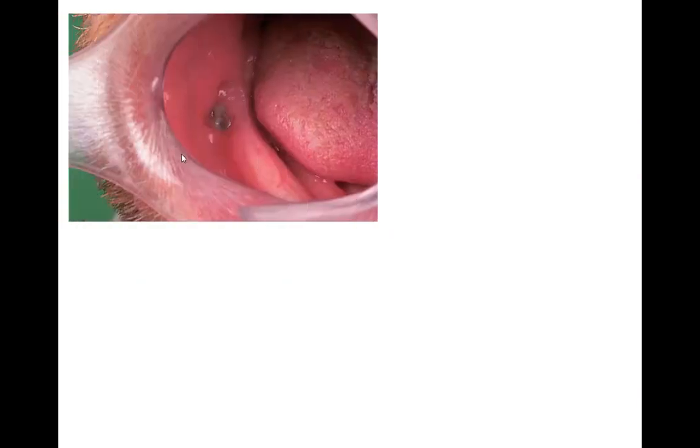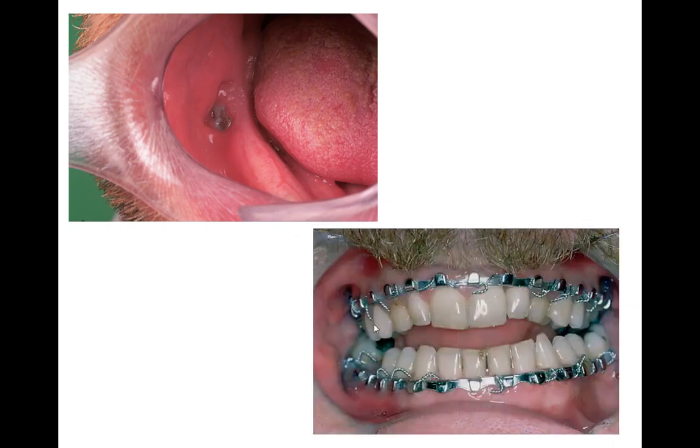It's seldom used nowadays. These are the complications again. This is an exposure of the plate here. Open bite.